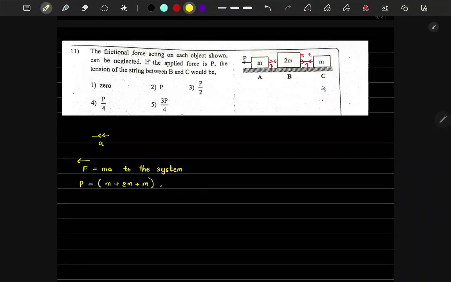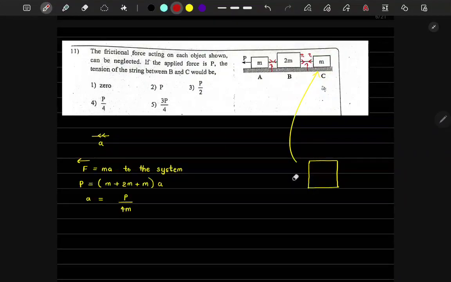And the acceleration is A, as we consider that as A. So A equals P over 4m. That would be the acceleration of the system. Now we can consider C separately. If we consider C separately, what are the forces acting on it? We can just consider the horizontal forces here.